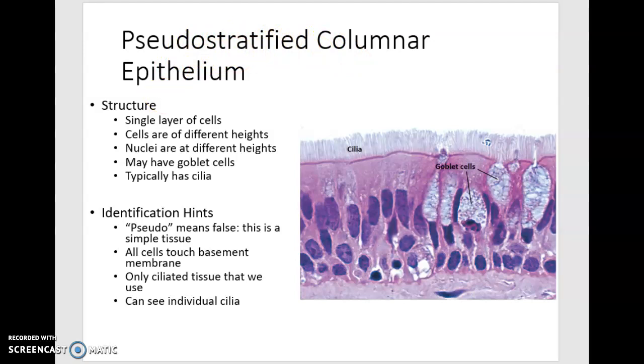So again, pseudo means false, because this is actually a simple tissue. It is not stratified. All cells touch the basement membrane down here. And this is the only ciliated tissue that we will see and use.